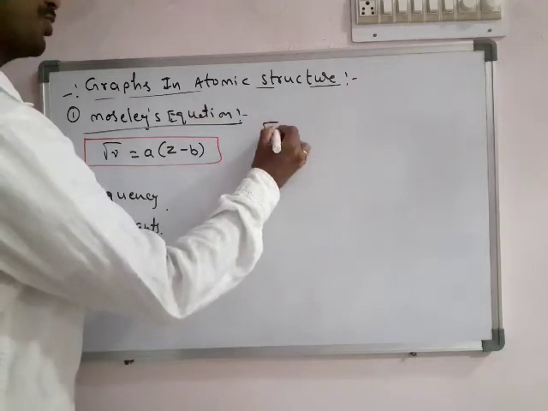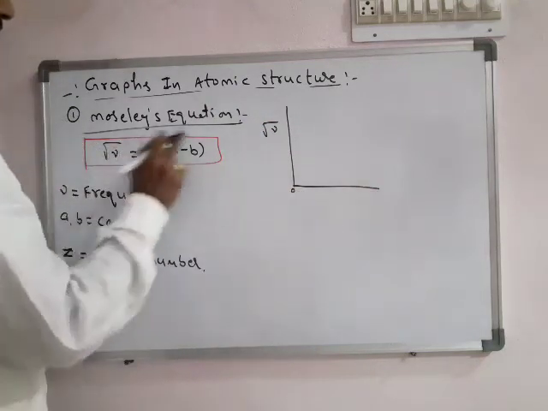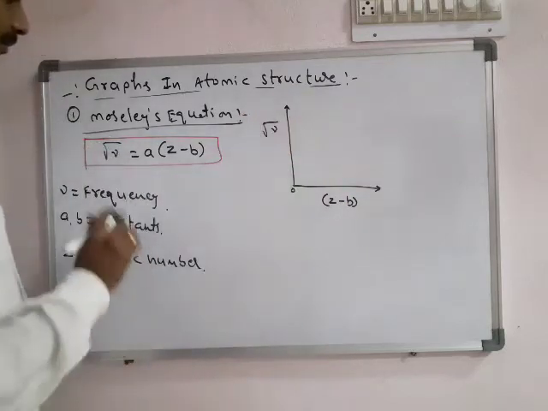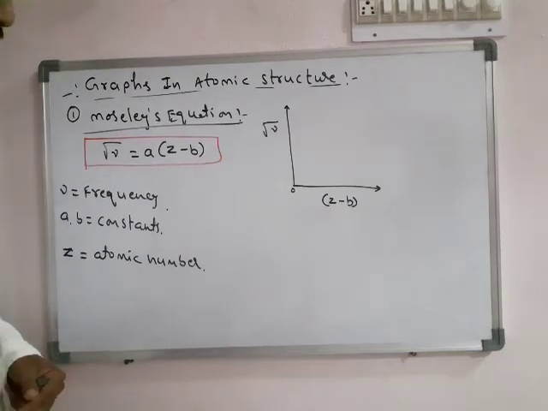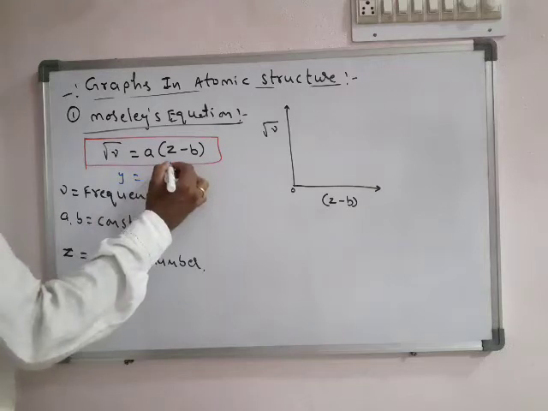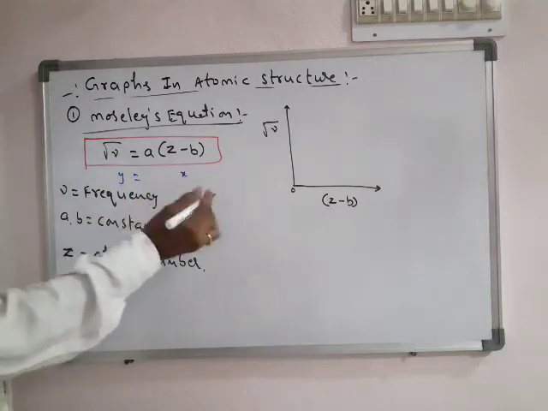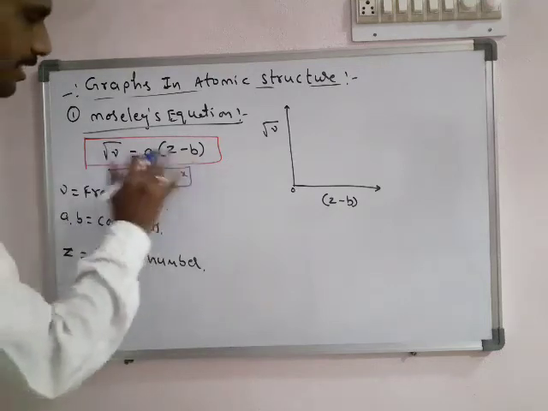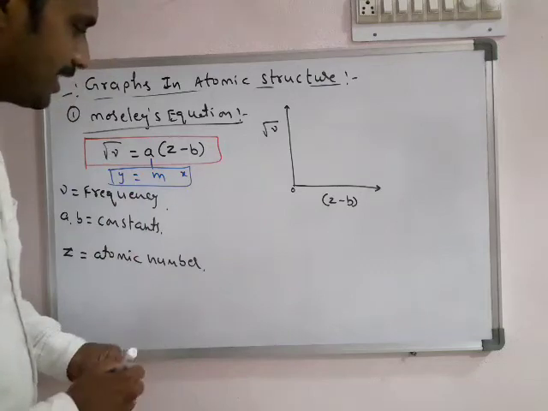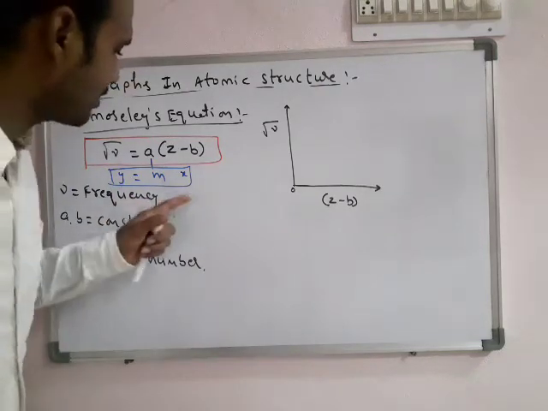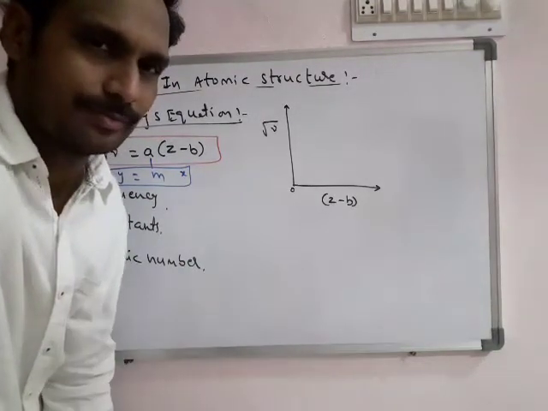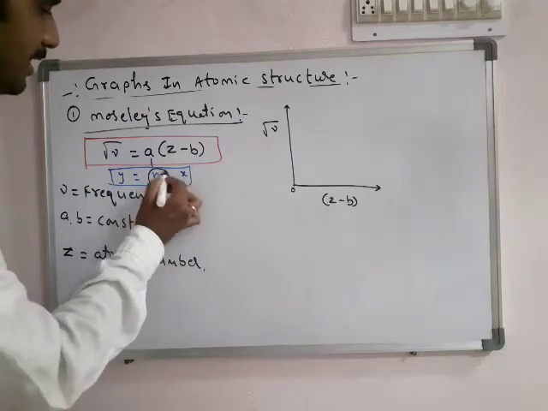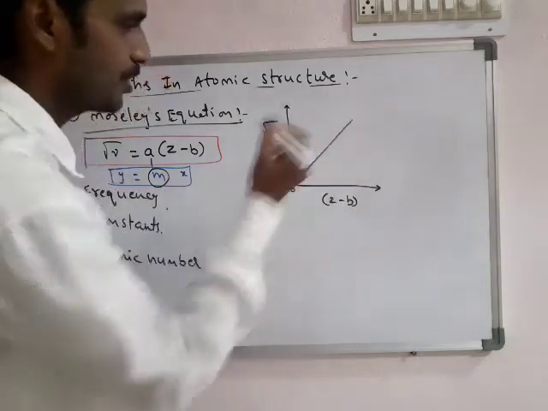First, a general graph: root nu on the y-axis, and on the x-axis we take z minus b. The remaining is a, so it is in the form y is equal to mx. This equation, root nu is equal to a into z minus b, is like y is equal to mx, which is a straight line passing through the origin. What is the correct graph between root nu and z minus b? Y is equal to mx, where m indicates the slope. There is no intercept, so it will be like this.